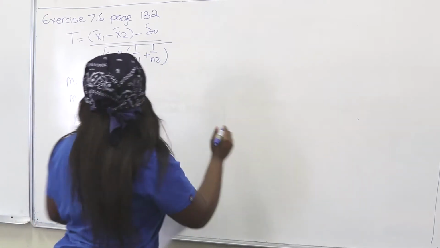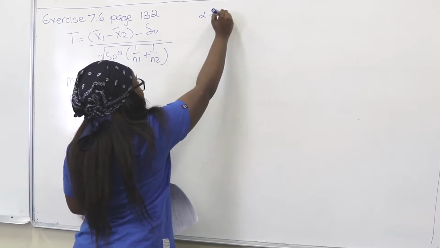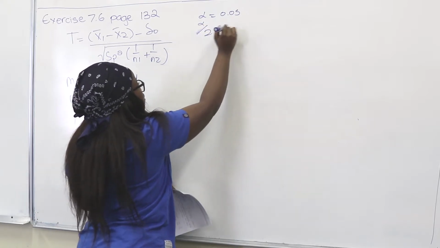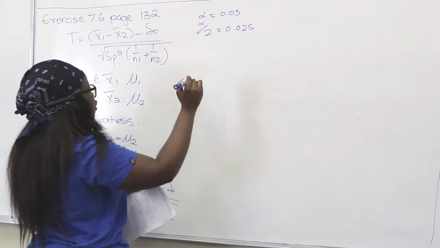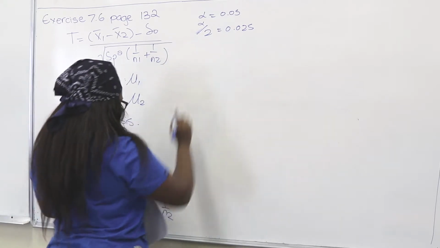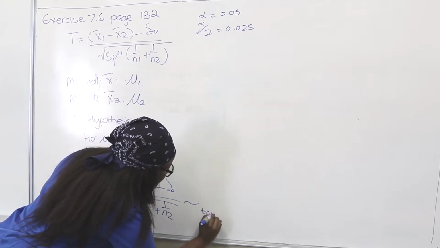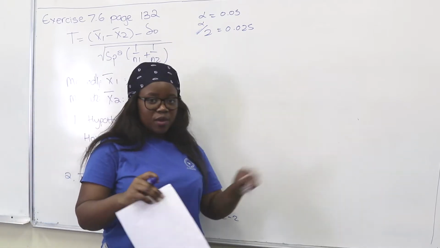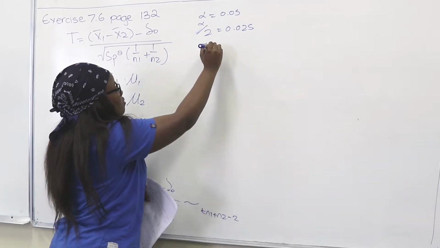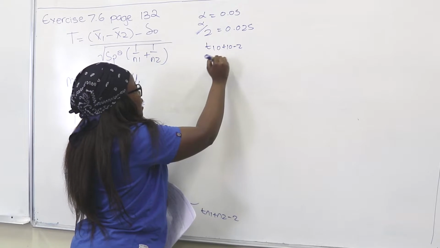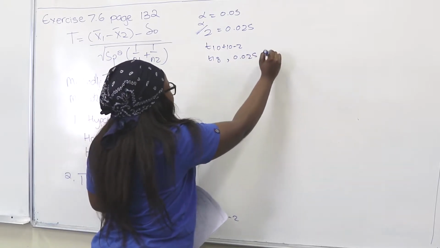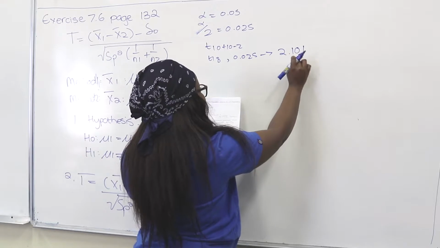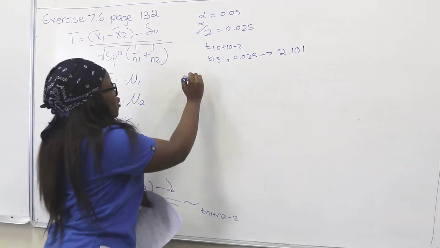And then your alpha, remember, they said test at alpha equal to 0.05. But because it's two-sided, we're going to divide alpha by 2, so it's going to be 0.025. So we know this follows a t distribution with n1 plus n2 minus 2 degrees of freedom. Sample number 1 has 10 people, sample number 2 has 10 people. So we're going to say 10 plus 10 minus 2, that's t 18, and then we're testing at 0.025. And if you go to your table, you'll find that this is equal to 2.101.